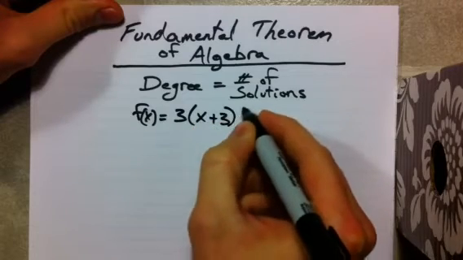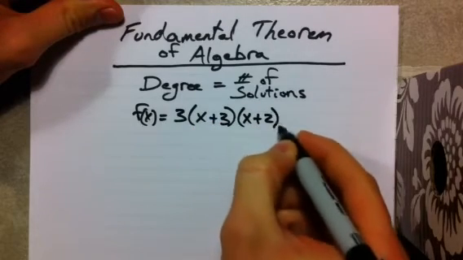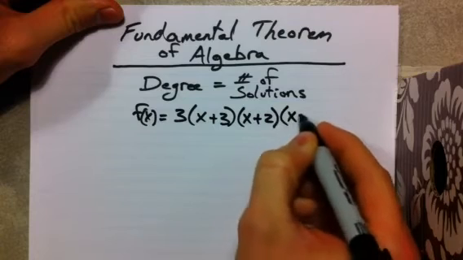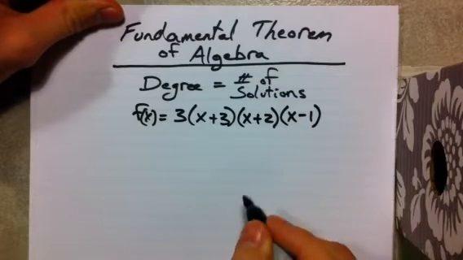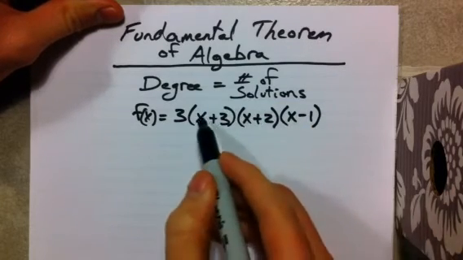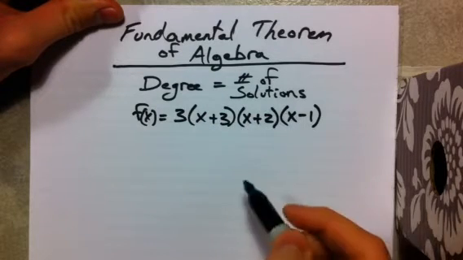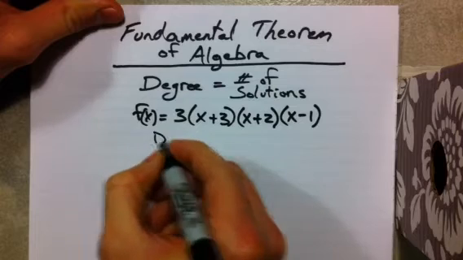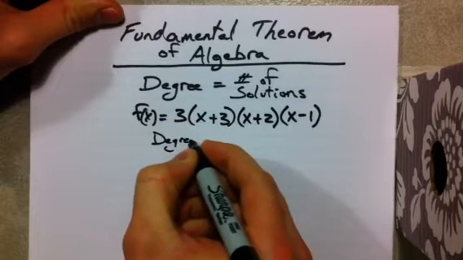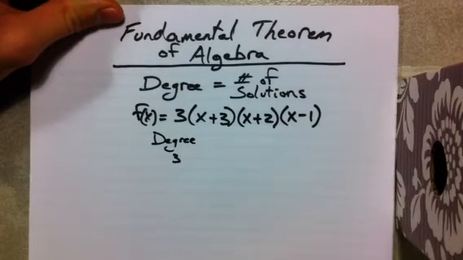(x plus 3)(x plus 2)(x minus 1). So if you multiplied this out, you get x times x is x squared, times x is x cubed, and so this degree is going to be 3.